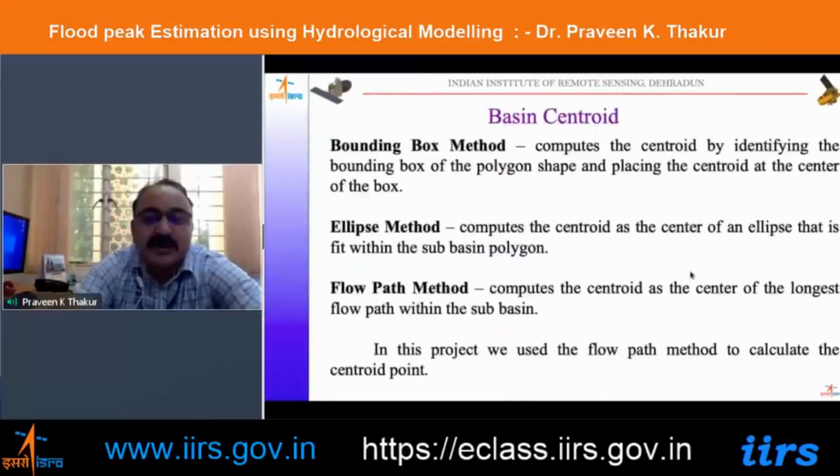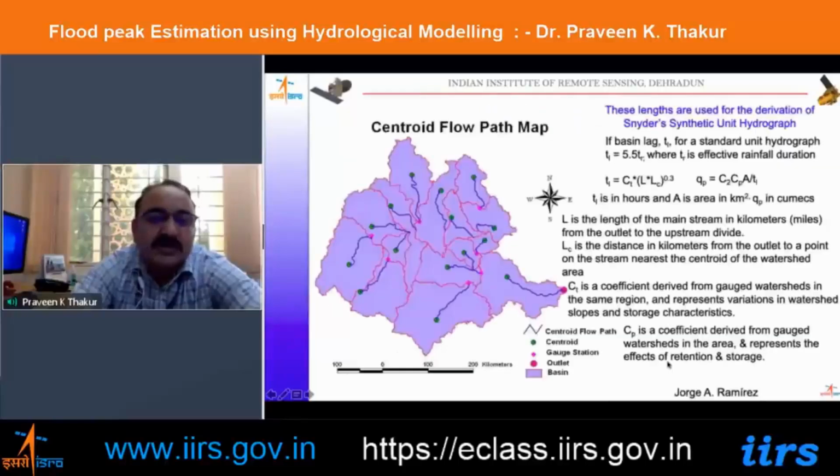Then the next is the centroid. You can use any of these four methods, and in the latest version, we generally prefer the center of gravity method to calculate the centroid for the given watershed. Once I know the centroid, it will also automatically calculate the length up to the outlet of the sub watershed or sub basin. This Lc, what is written here, is also very handy, and it is used to generate what we call the basin lag for the Snyder unit hydrograph.